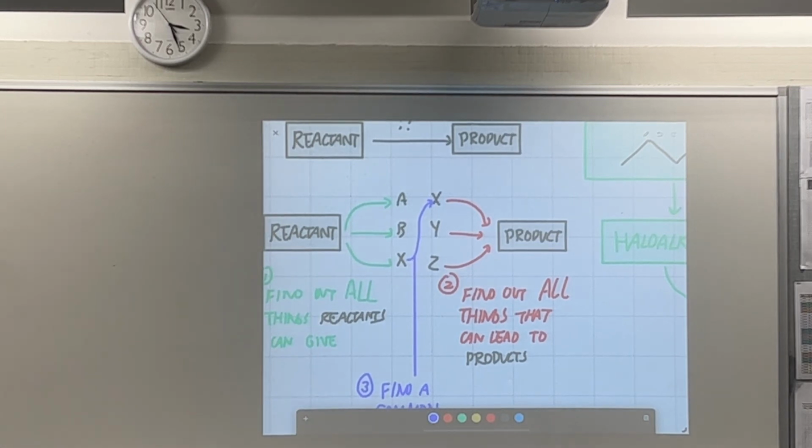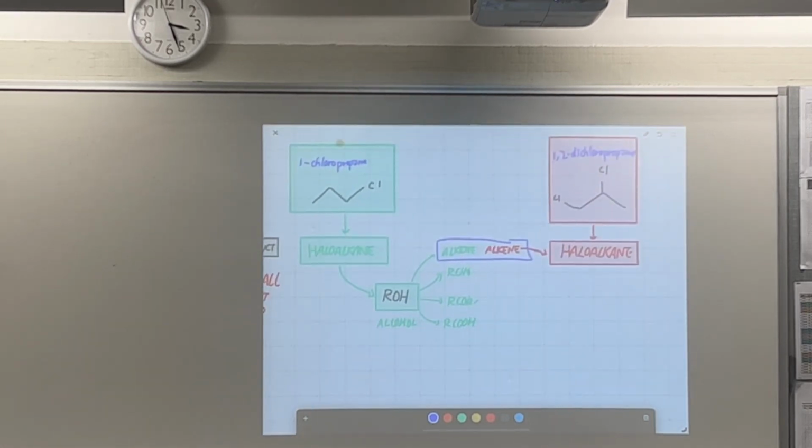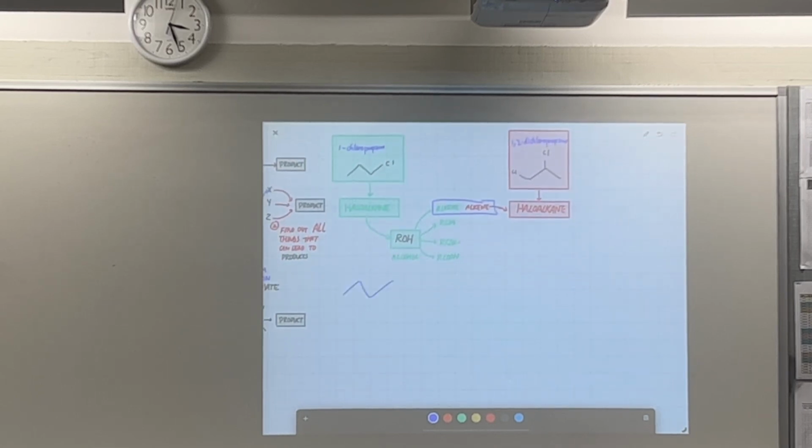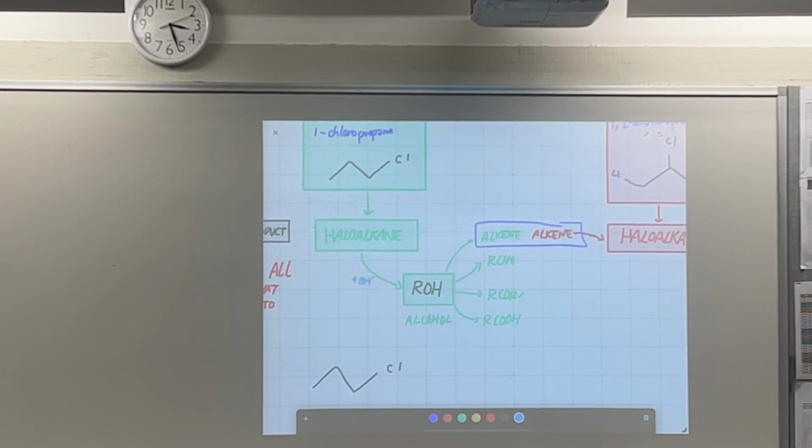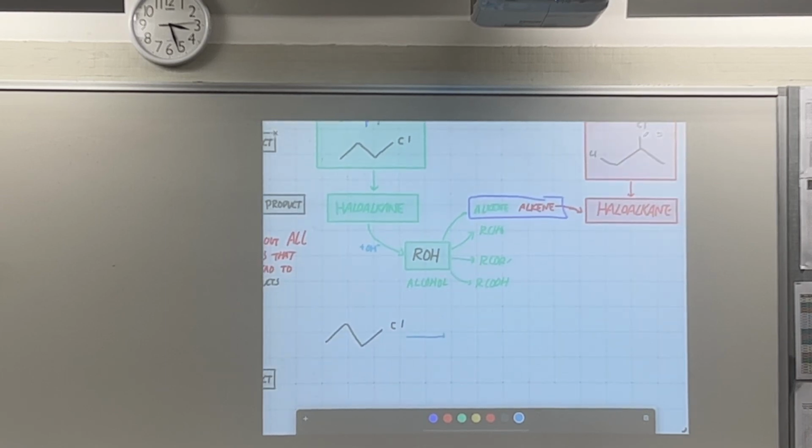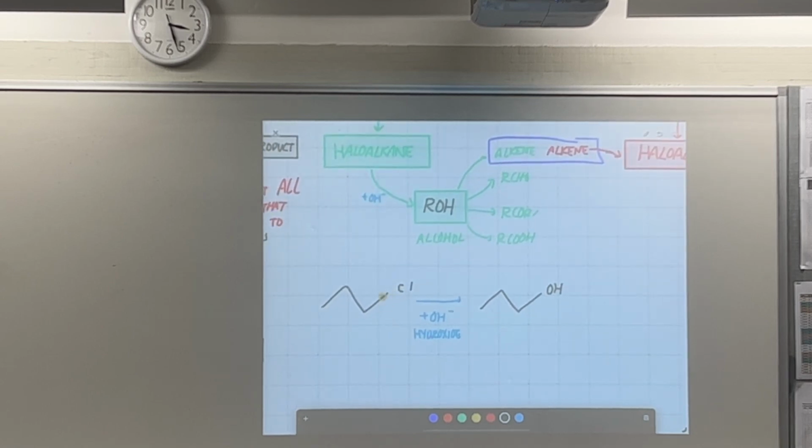So let's start. Can you tell me what will happen to this haloalkane when I add hydroxide ion to it? The chlorine is replaced with hydroxide... hydroxyl. Okay, you add hydroxide ion, yes, but then the group will be turned into a hydroxyl group. So I want you to name this. This is 1-chloropropane. We already know it. What is the name of this compound?